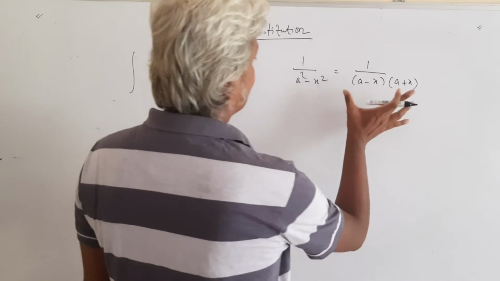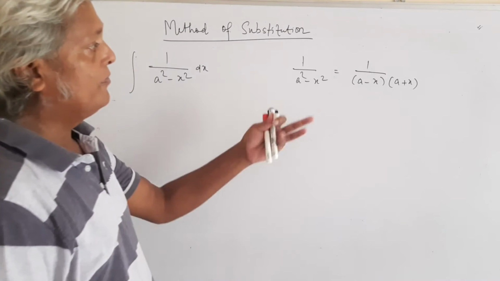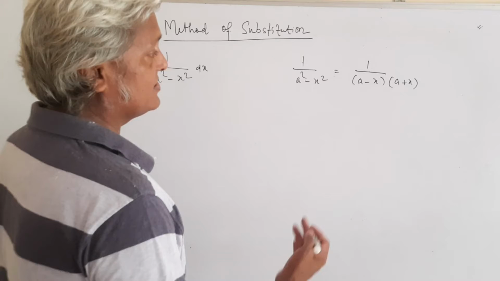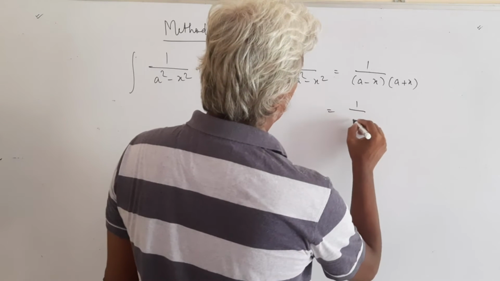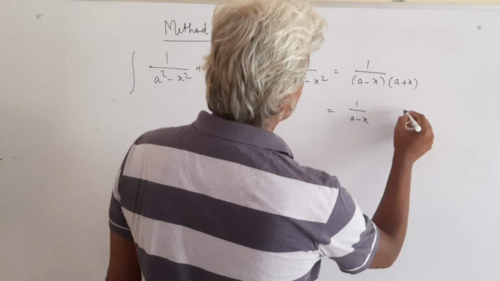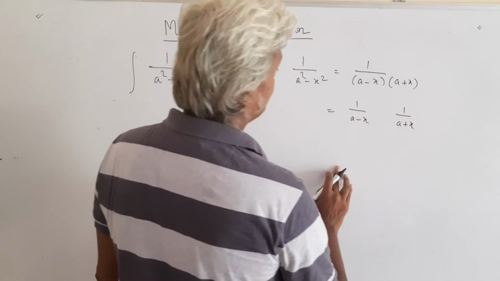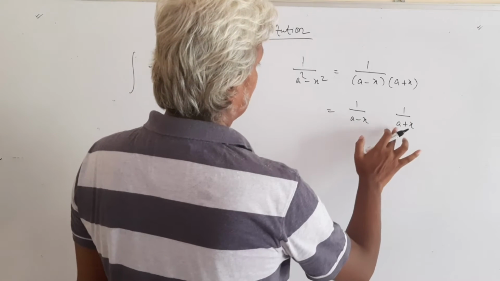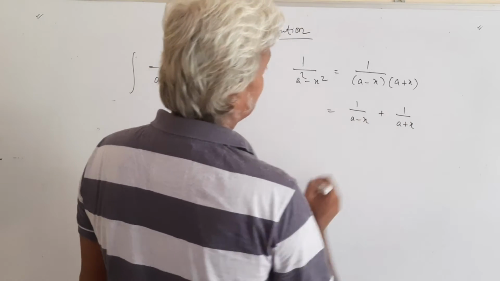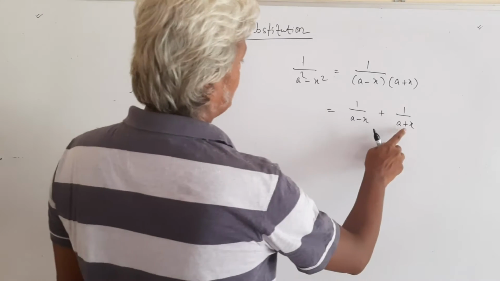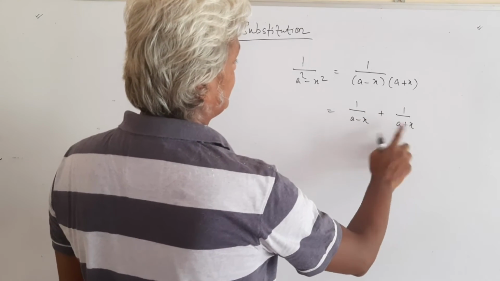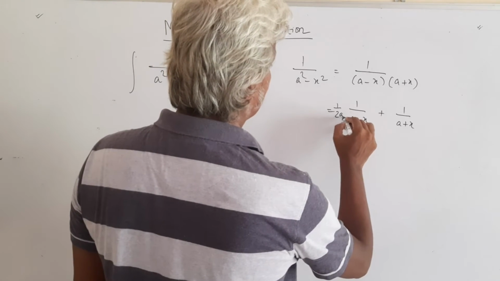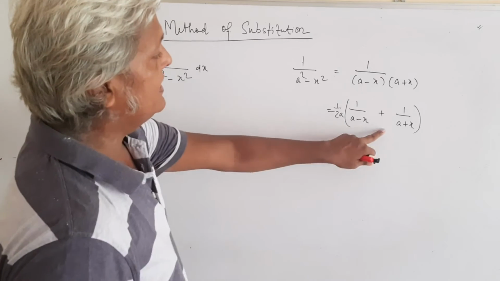Now we have to separate. This is a proper fraction, and this proper fraction can be broken down into the sum or difference of two proper fractions. How? First you write 1 over a minus x here and 1 over a plus x here. If you try to add them, on the numerator you will have a plus a minus x. So x cancels, just 2a, which is a constant. So if I write 1 by 2a outside, then this is nothing but this.